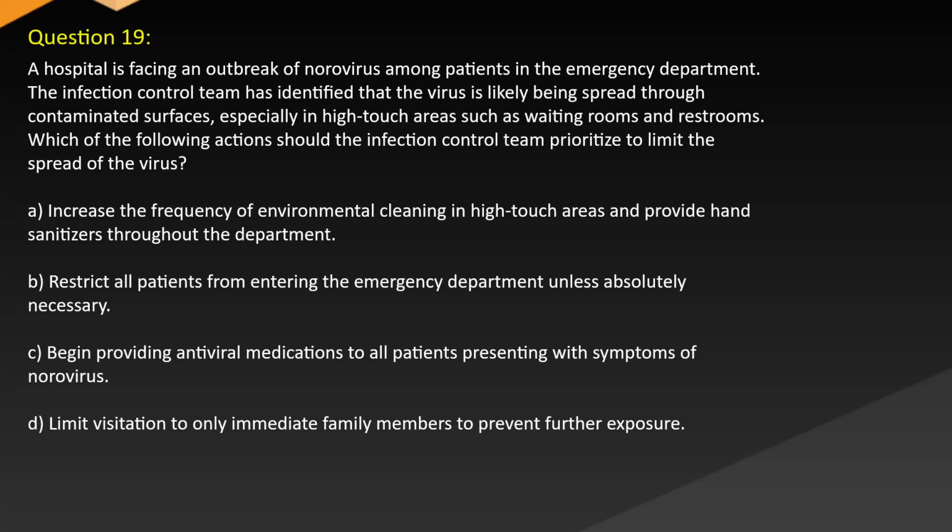Which of the following actions should the infection control team prioritize to limit the spread of the virus? A. Increase the frequency of environmental cleaning in high-touch areas and provide hand sanitizers throughout the department. B. Restrict all patients from entering the emergency department unless absolutely necessary. C. Begin providing antiviral medications to all patients presenting with symptoms of norovirus. D. Limit visitation to only immediate family members to prevent further exposure.